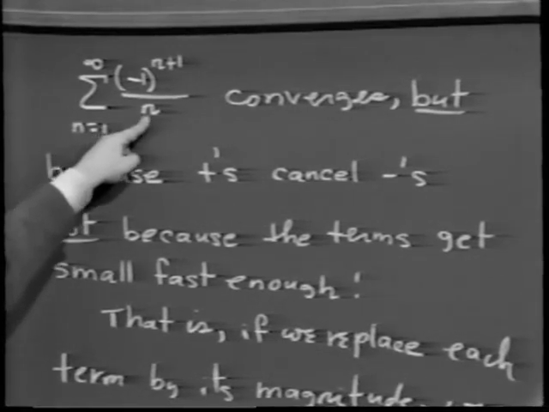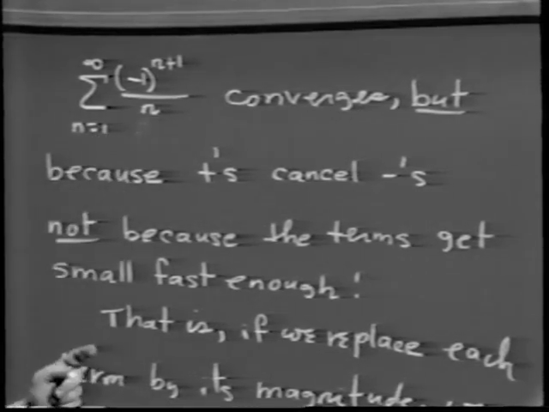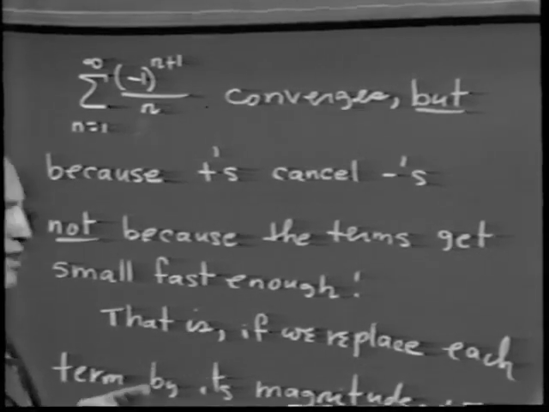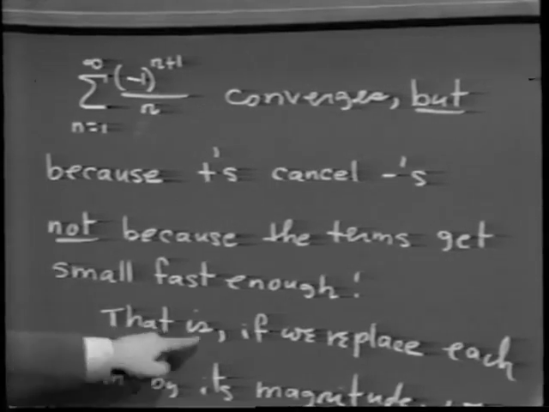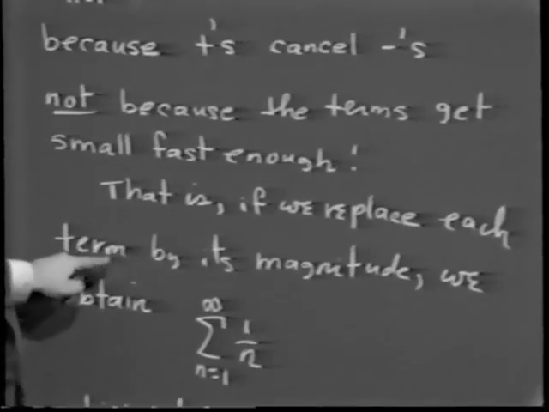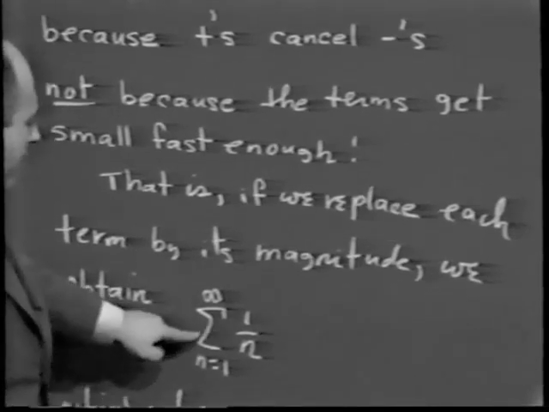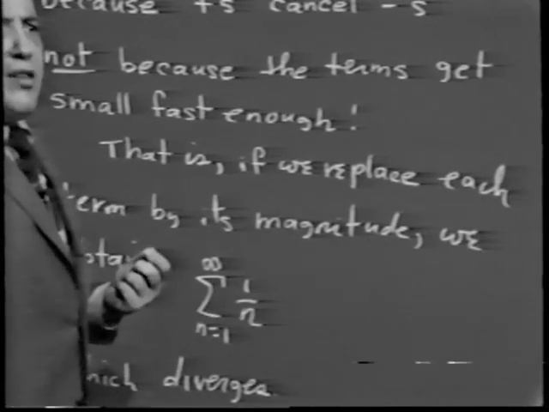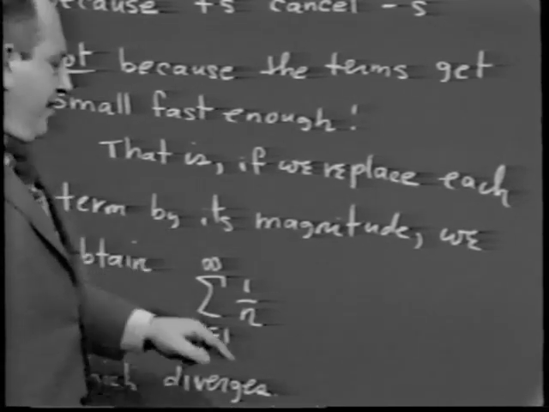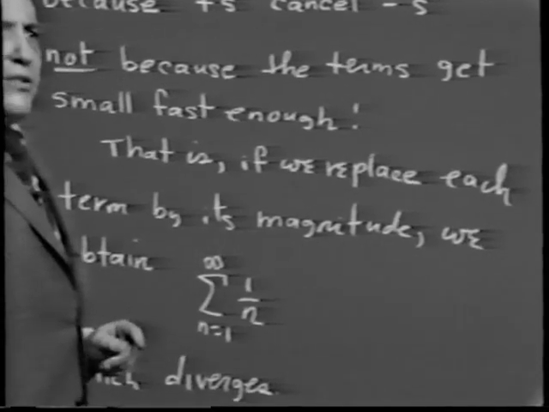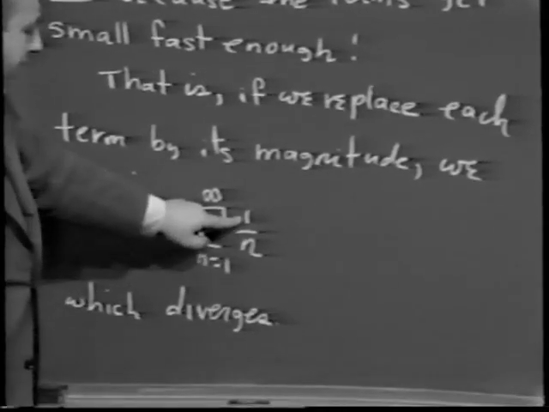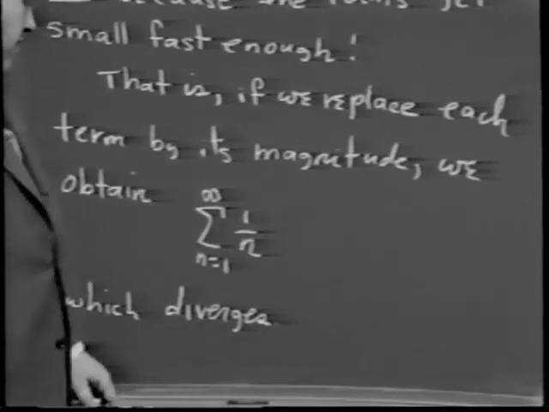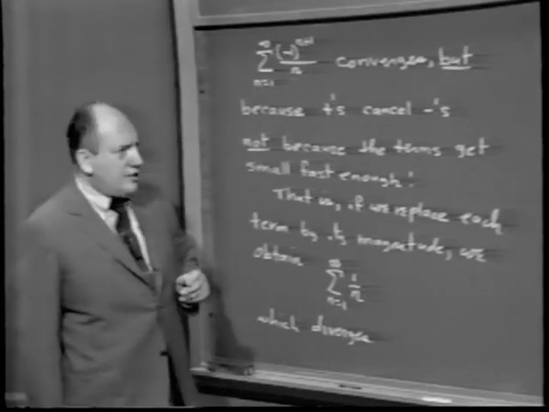And by the way, that's where the name absolute convergence is going to come from. Namely, the magnitude of a term is its absolute value. But the idea is this. If we replace each term by its magnitude, we obtain the series, summation n goes from 1 to infinity, 1 over n. And in the last assignment, we saw in the exercises that this diverged by the integral test. In other words, if we leave out the signs, the series diverges because evidently these terms don't get small fast enough. Okay, let me state a definition.